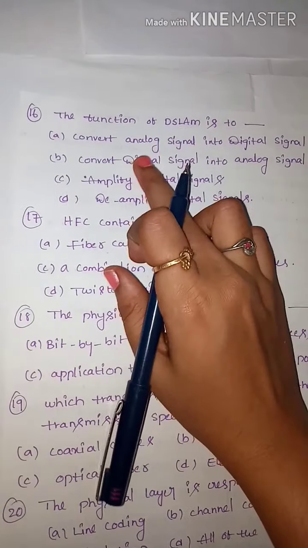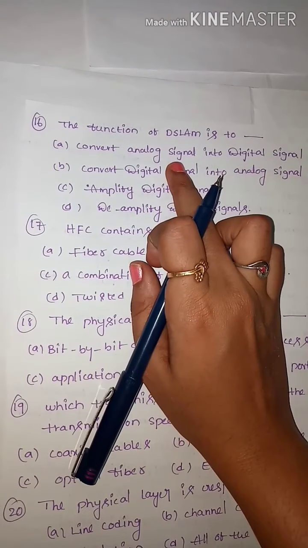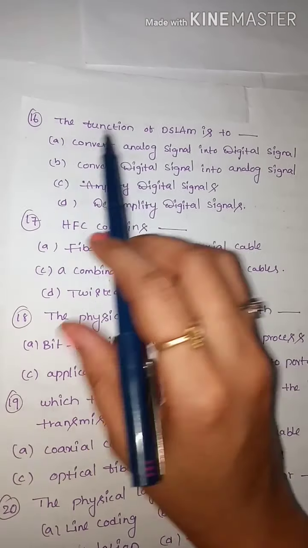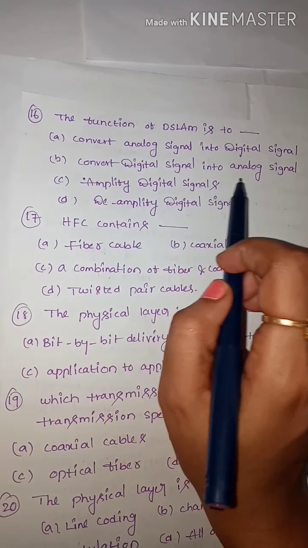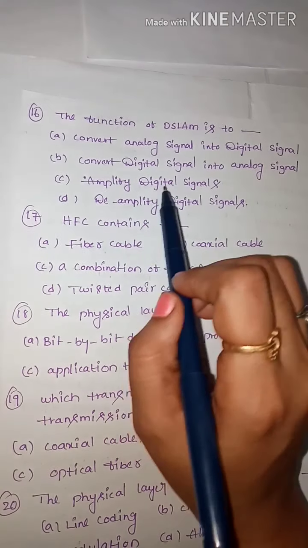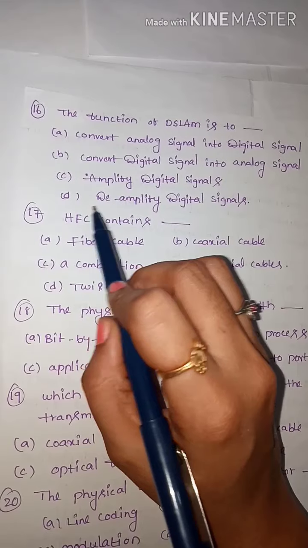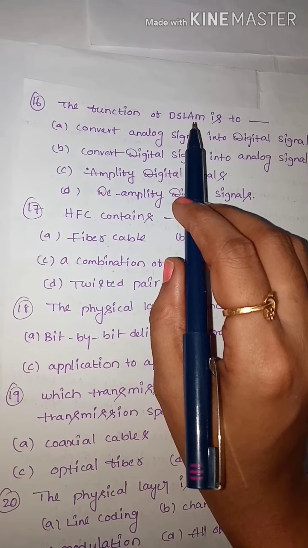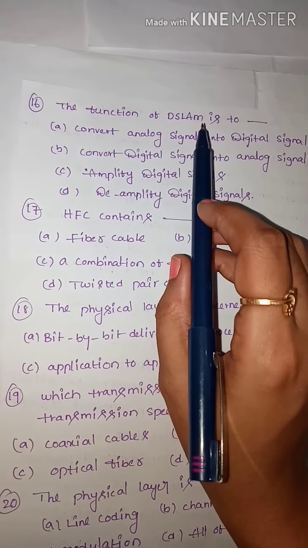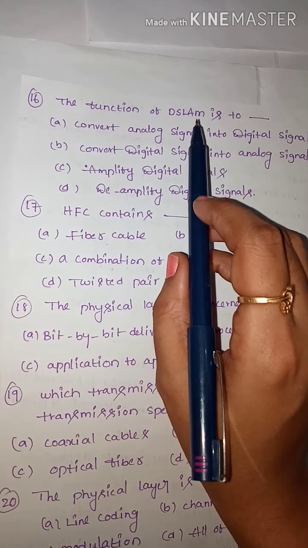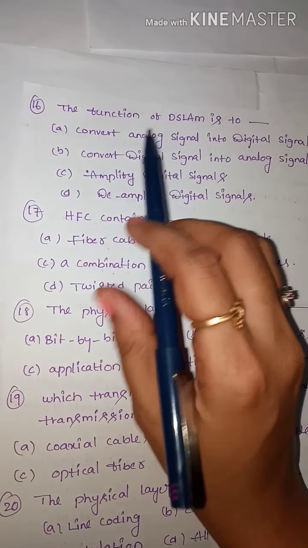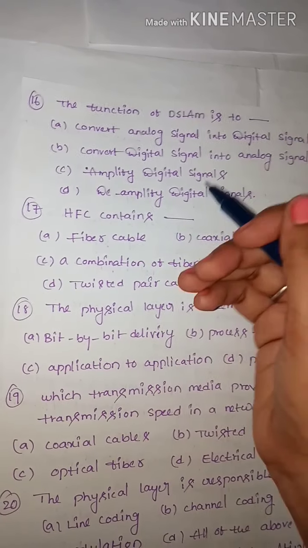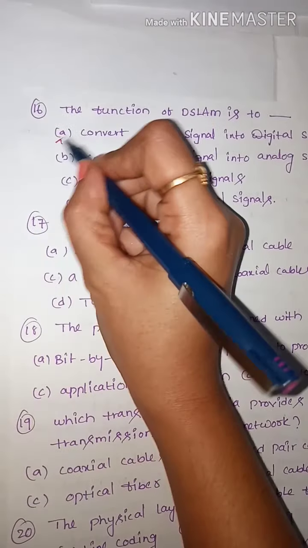Next one, the function of DSLAM is dash. Option A, convert analog signals into digital signals. Option B, convert digital signals into analog signals. Option C, amplify the digital signals. Option D, de-amplify the digital signals. Here, DSLAM stands for Digital Subscriber Line Access Multiplexer. It is used by the telecom to convert analog signals to digital signals for the purpose of providing internet. So option A is the correct answer.